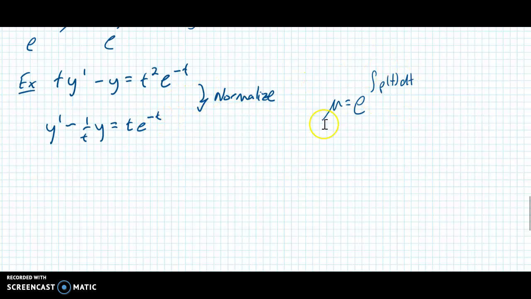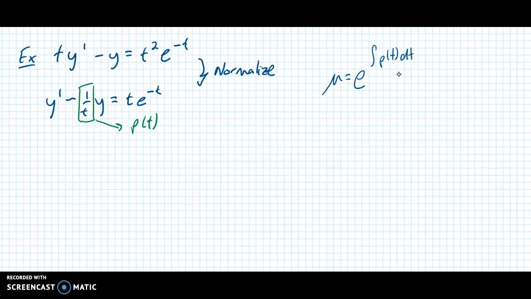I also rewrote our formula for mu, which is our integrating factor, which is e to the integral of p of t dt. So in this example right here, that is p of t. So let's rock it because it is amazing. All right, so I need to figure out what my integrating factor is. So let me flip the page here.